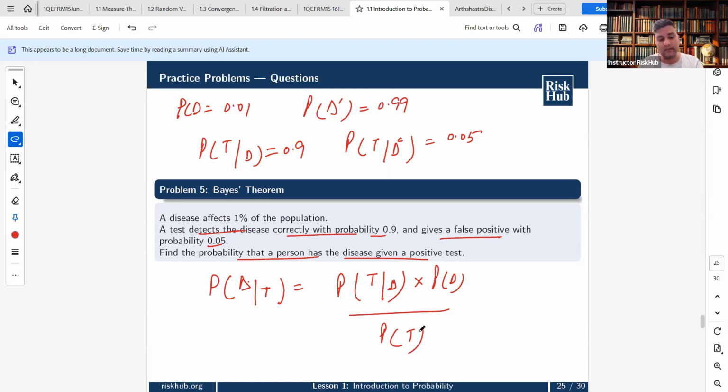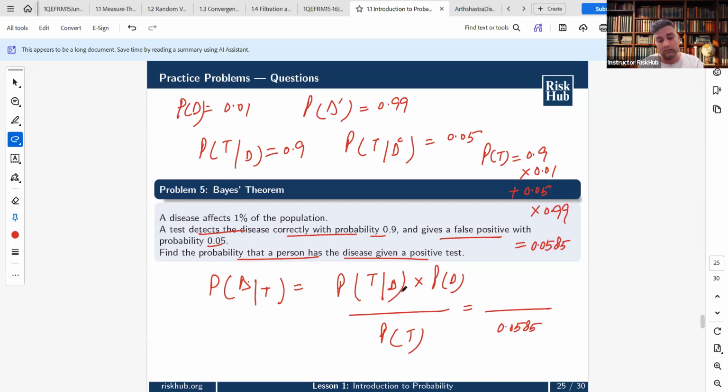Now, what is the probability of T? The probability of T has to be found by the joint probability formula, which is 0.9 into 0.01, plus 0.05 into 0.99. So we are taking 0.9 into something happening 0.01, and 0.05 into 0.99. This comes to 0.0585. Finding the denominator is very challenging here, to be fair.